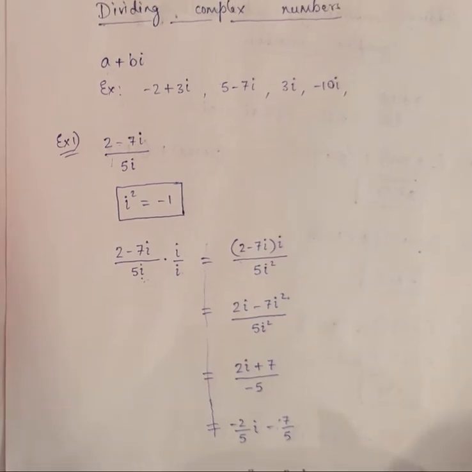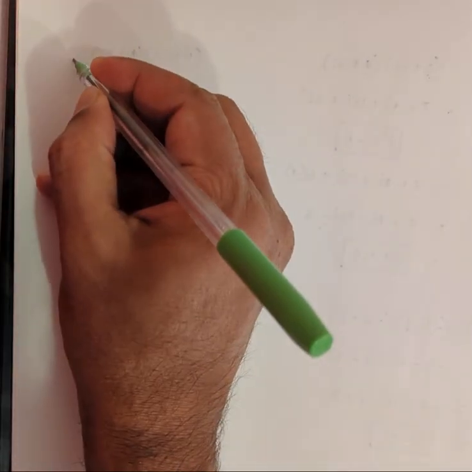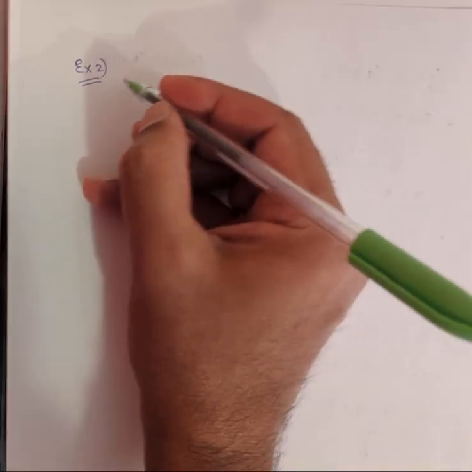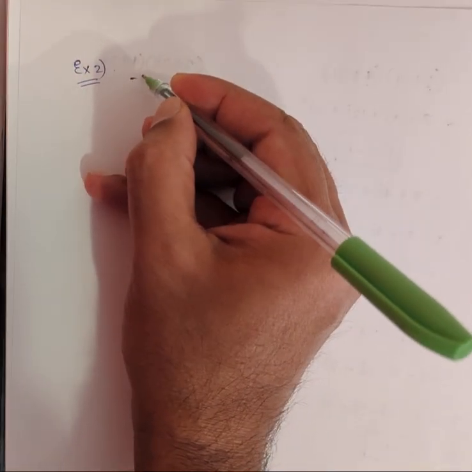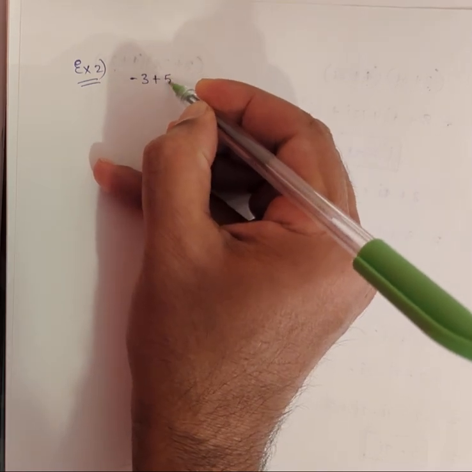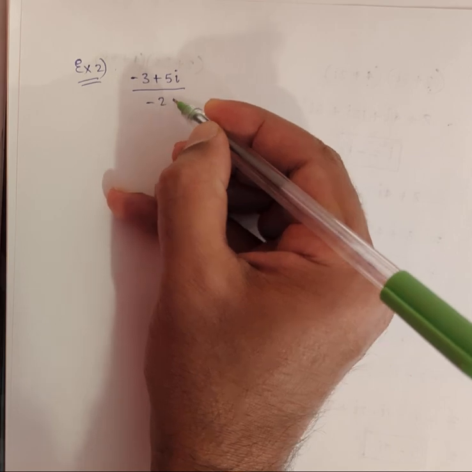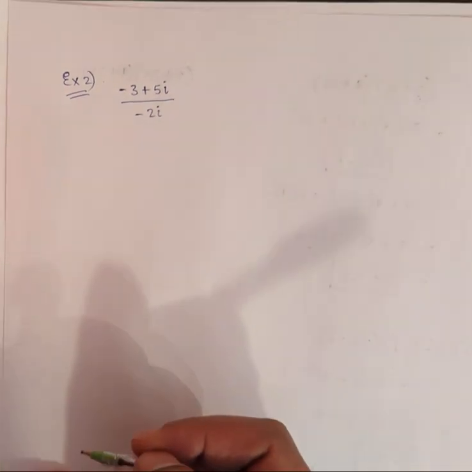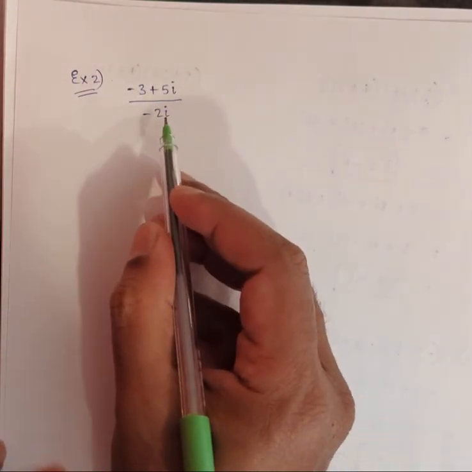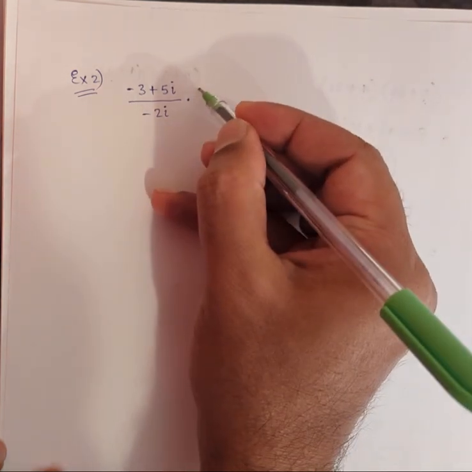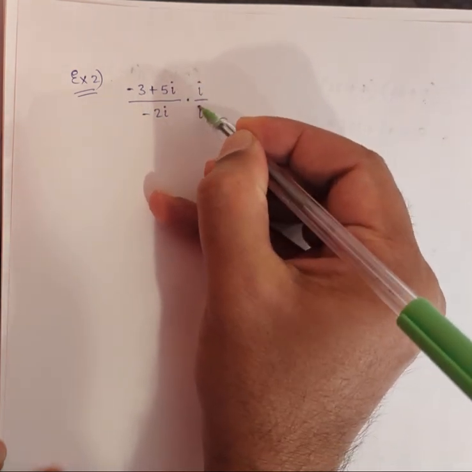All right, I think we spent a lot of time on that example. Let's talk about one more example. And in this example, we won't spend as much time. We'll just do it. So say I have -3 plus 5i divided by -2i. So I have a monomial in the denominator that has i in it. So I'm going to multiply and divide by i.